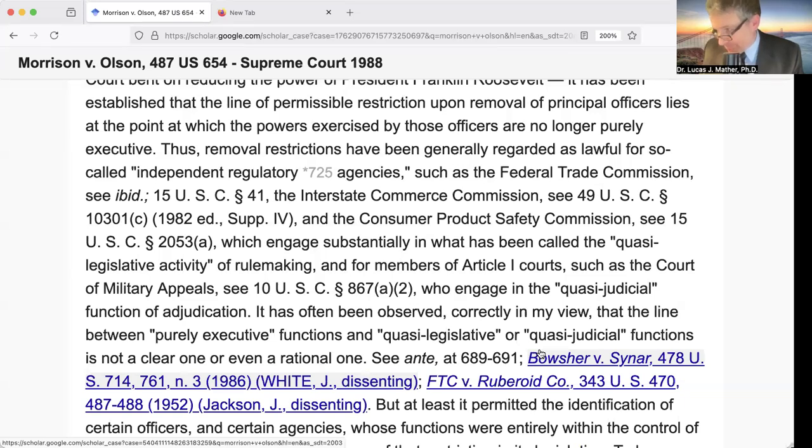Interstate Commerce Commission, the Consumer Product Safety Commission, which engage substantially in what has been called the quasi-legislative activity of rulemaking, and for members of Article I courts, such as the Court of Military Appeals, who engage in quasi-judicial function of adjudication. It has often been observed, correctly in my view, that the line between purely executive functions and quasi-legislative or quasi-judicial functions is not a clear one or even a rational one.